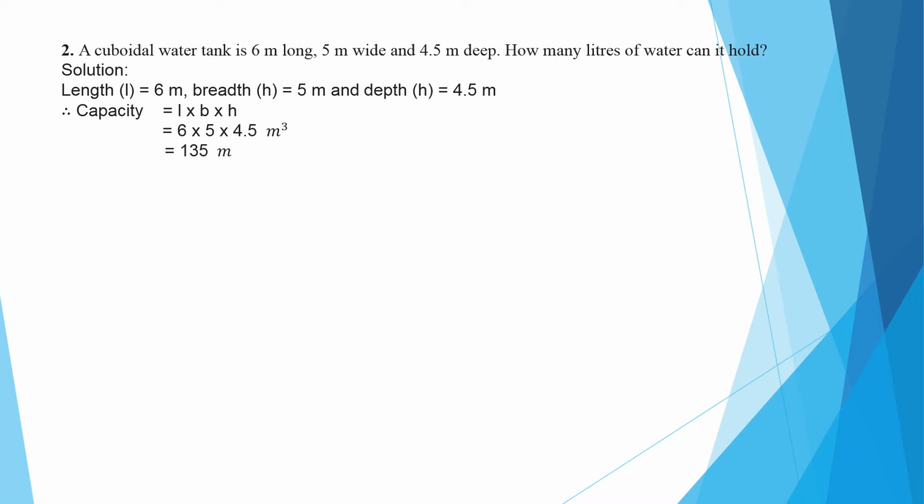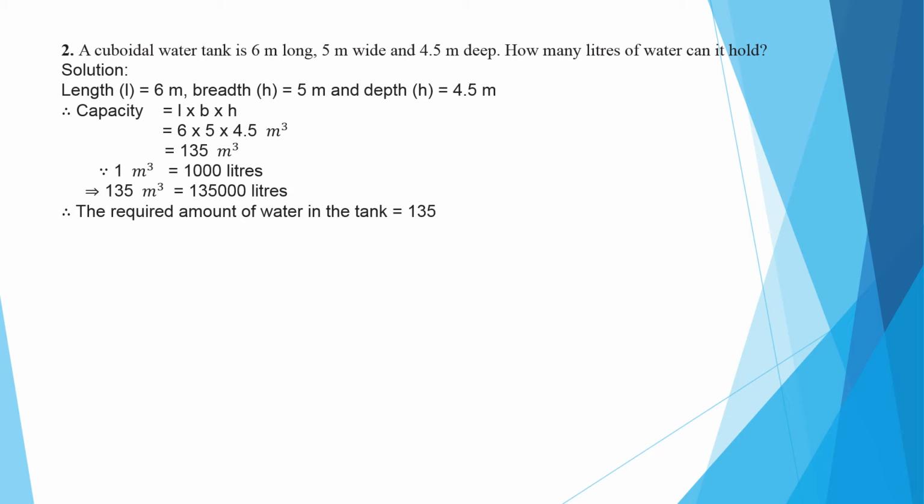So 6 into 5 into 4.5, which is equal to 135 meter cube. And it is asked in liter. So 1 meter cube is equal to 1000 liter. So 135 meter cube is equal to 135 multiplied by 1000, that is 1,35,000 liter of water this tank can hold. Okay. So in this way we will calculate capacity.